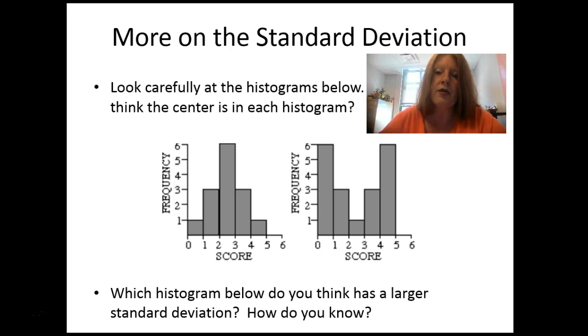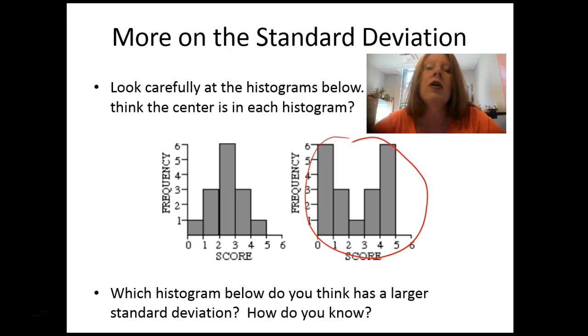So I would argue that in this second distribution, we have more deviation from the average. So in both of these, it turns out that the average is right around in here somewhere, between 2 and 3.